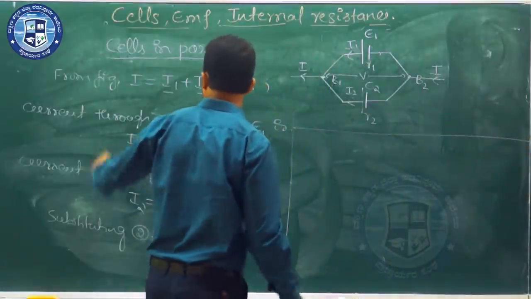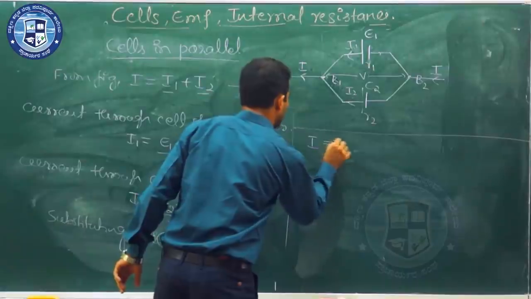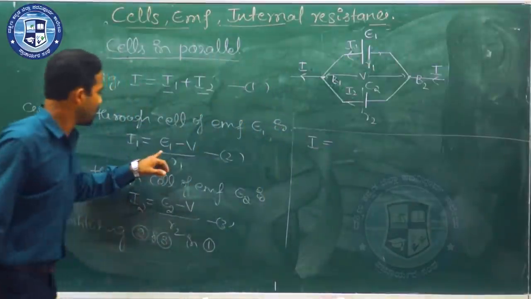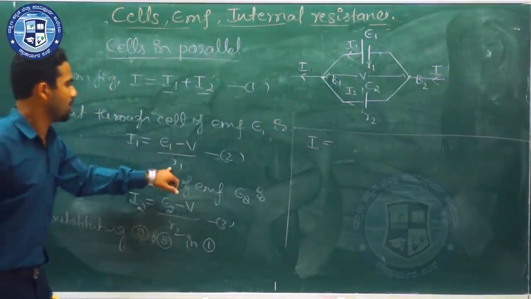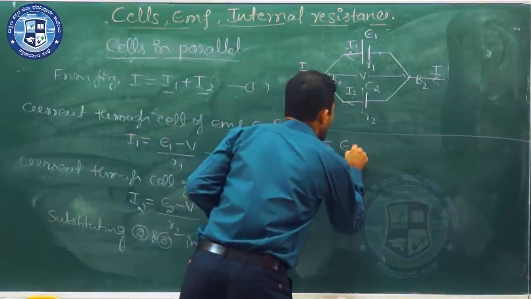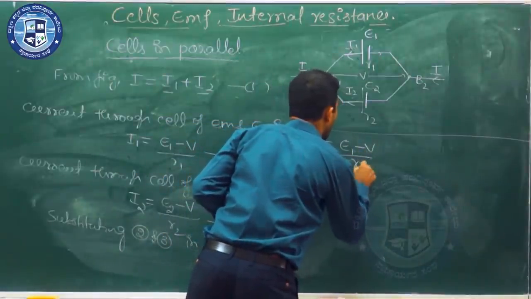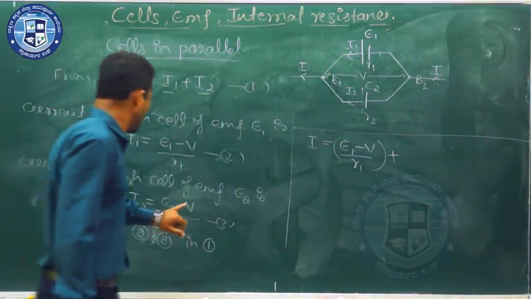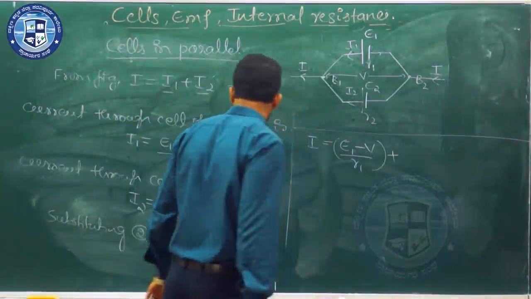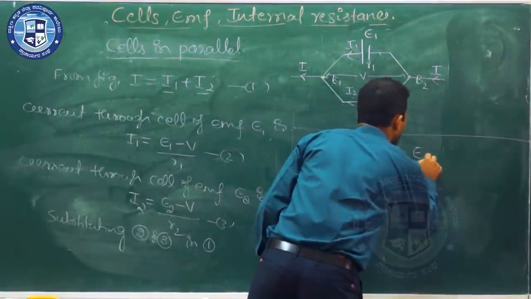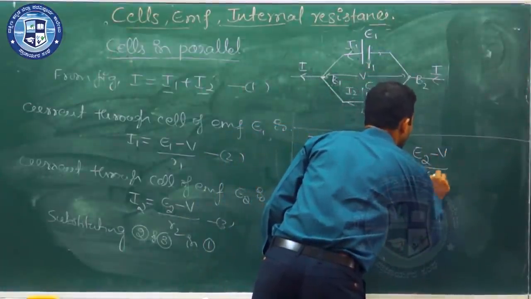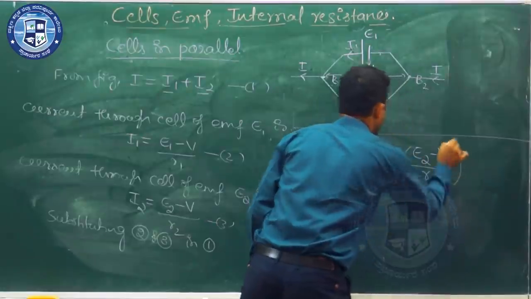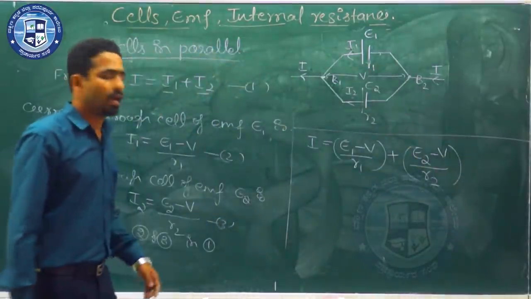Substituting, what will happen? I is equal to I1. What is the value of I1? I1 is equal to E1 minus V by R1. Plus the second equation, I2 is equal to E2 minus V by R2. Okay.